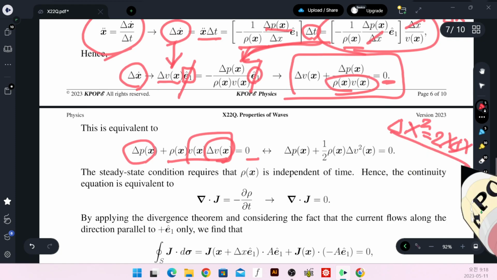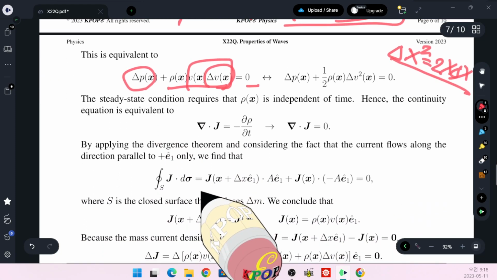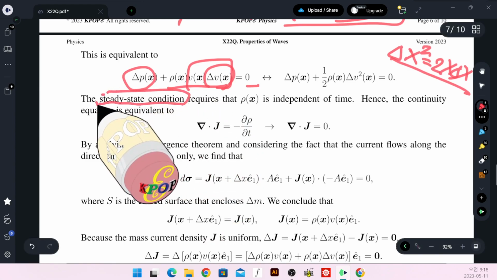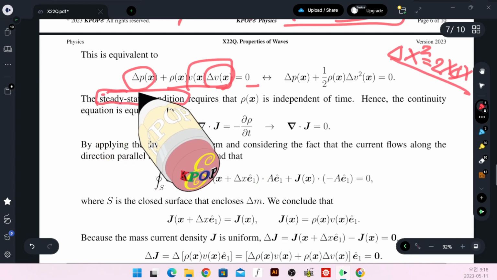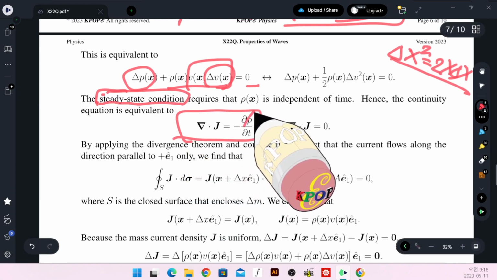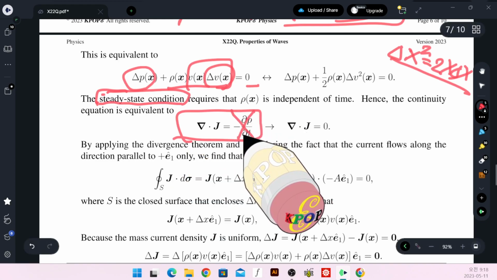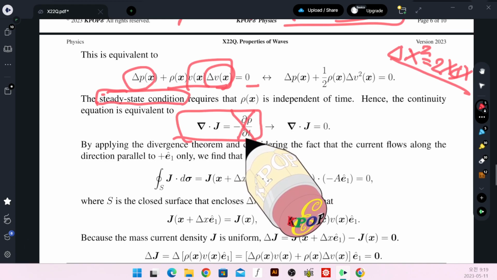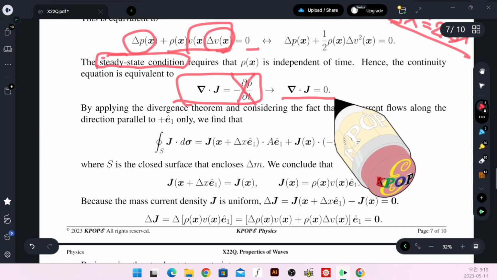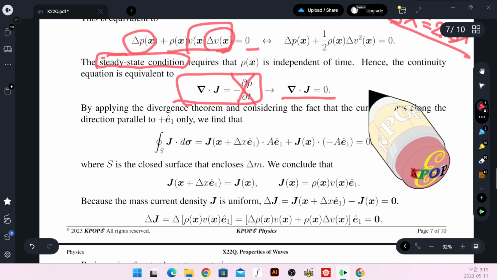You know this. All right. We applied the steady state condition. This one must not have time dependence. The continuity equation of mass flow states that the right-hand side vanishes. In that case, divergence J is 0.